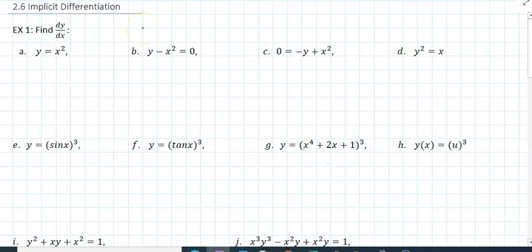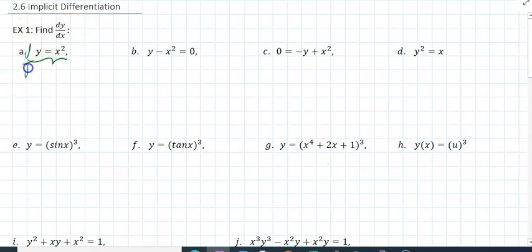2.6 talks about implicit differentiation. Up till now, every problem that we took a derivative of, we had y equal. They all look like that. So when we take a derivative, we didn't really ask much. All we did was take it for granted.